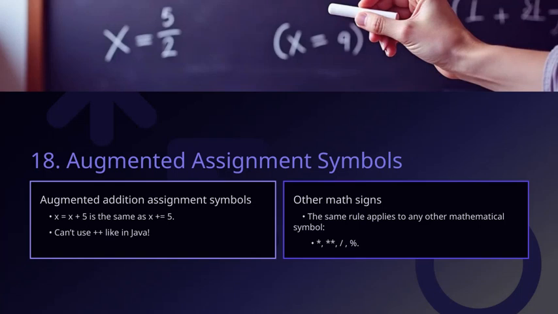Let's talk about augmented assignment symbols. These are shorthand ways to update the value of a variable. For example, instead of writing x equals x plus 5, you can simply write x plus equals 5. It's a more concise and often clearer way to express that operation.